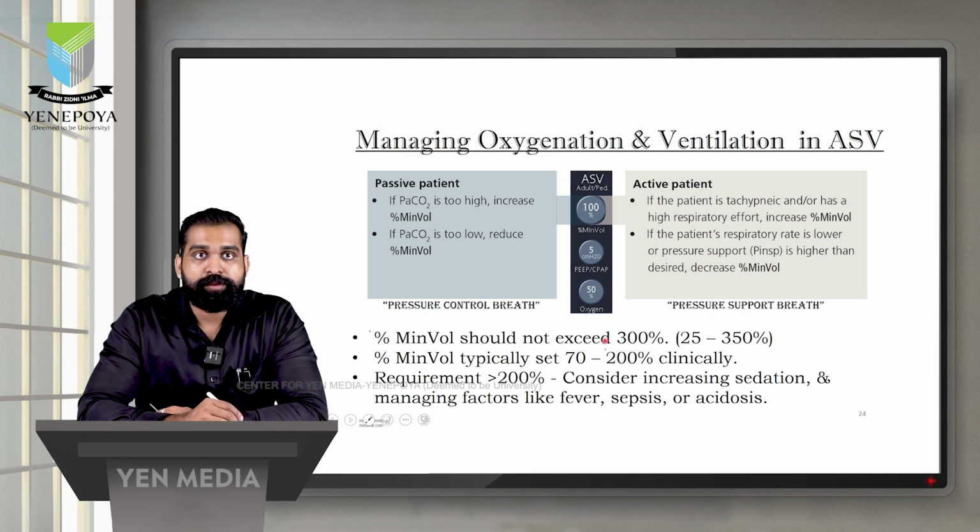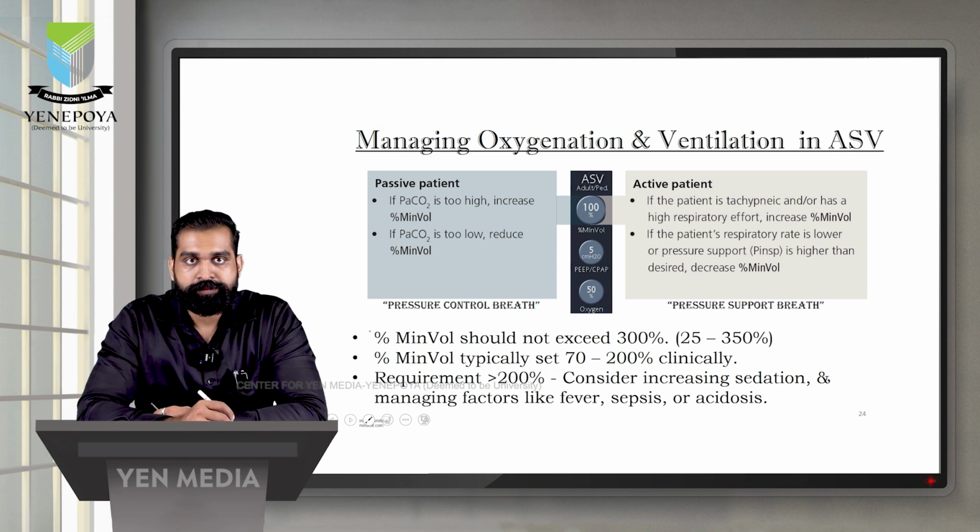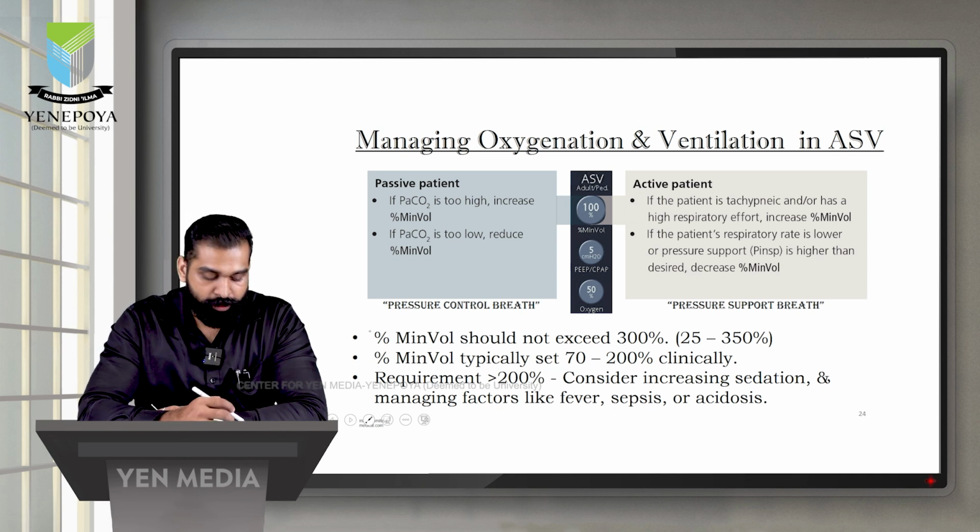So it's pretty straightforward and simple, but also you should keep in mind that you should never cross a percent minute volume of 300%. The range allows you to go from 25% percent minute volume to about 350% of percent minute volume. Although typically we usually stay between 70% to 200%. These are the percent minute volumes that are used clinically. Now, if there is a requirement to go above a percent minute volume of 200, you must consider the following factors, such as reducing the basal metabolic rate by managing fever, sepsis or acidosis, or by increasing sedation.